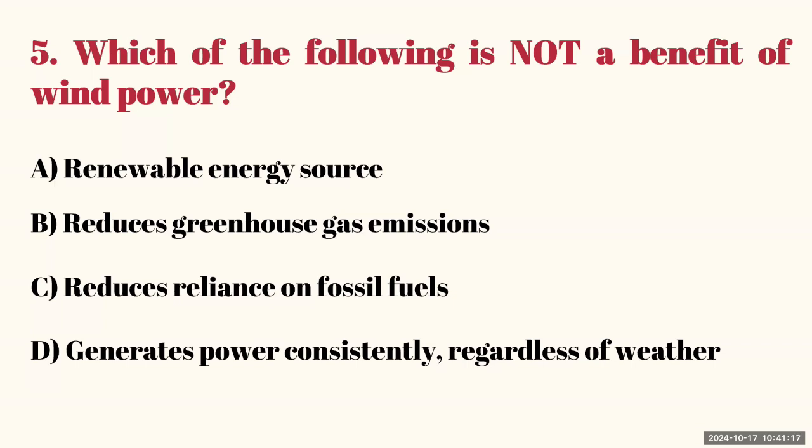Okay, so the answer is D. So wind power, although it could be more consistent near the sea levels, depends on the season. So it's a seasonal energy source. For example, wind power in winter is usually preferred, where it can produce more electricity, while in the summer, because there are lower winds, it will produce less electricity.